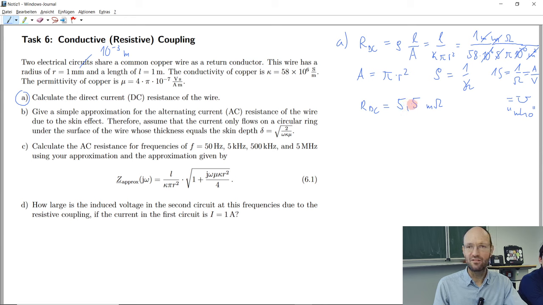Does this make sense? Does this sound reasonable? Right? If we have a copper wire, 1 millimeter radius, length of 1 meter, it could be the case that this has some milliohms of resistance. Okay.